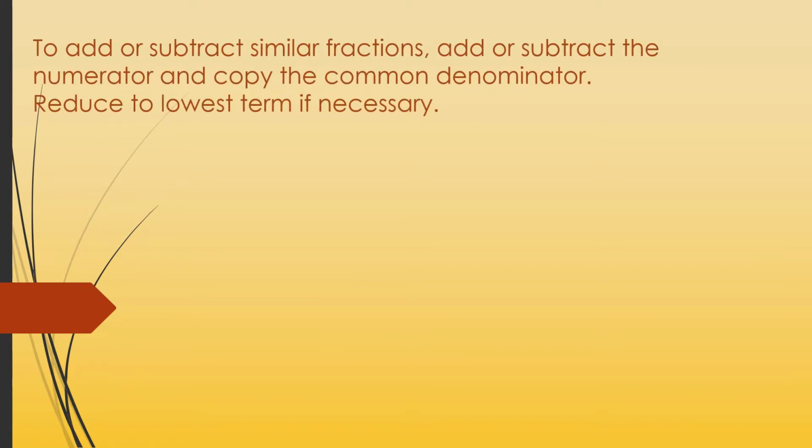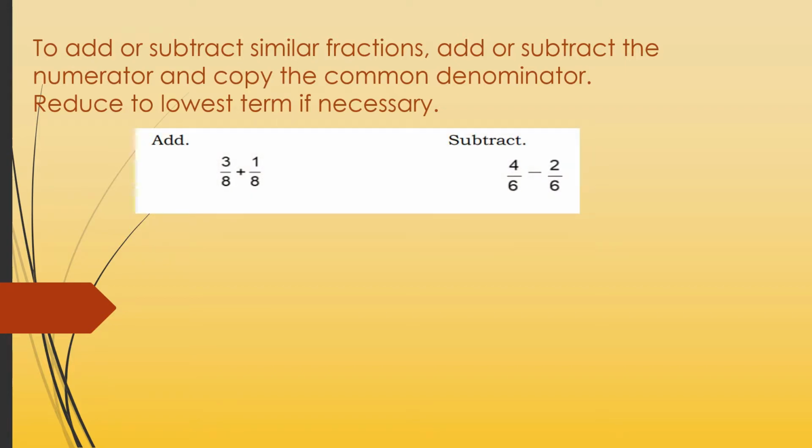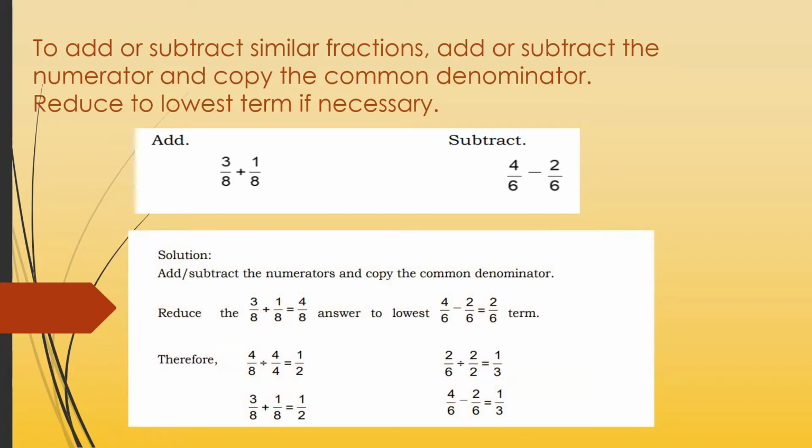To add or subtract similar fractions, add or subtract the numerators and copy the denominator. Reduce to lowest term if necessary. Our given is 3 over 8 plus 1 over 8. Then the next one is 4 over 6 minus 2 over 6. For our solution, add or subtract the numerators and copy the denominator. So we have 3 plus 1 is equal to 4. Copy the denominator. So our answer is 4 over 8.